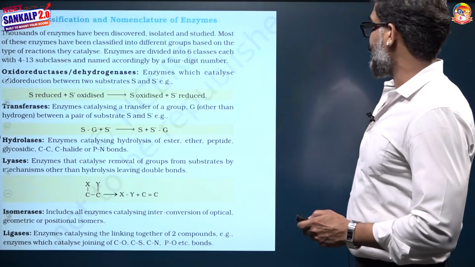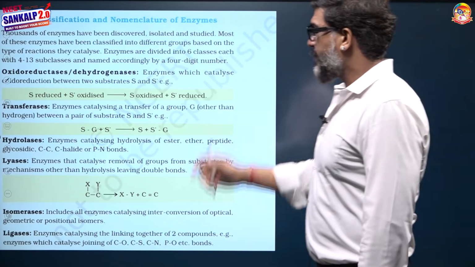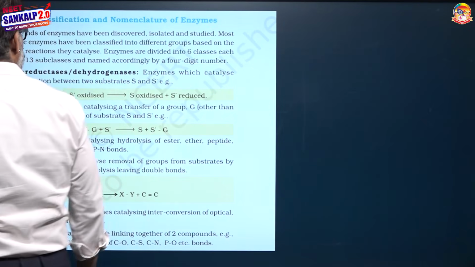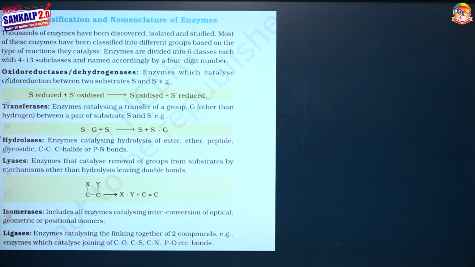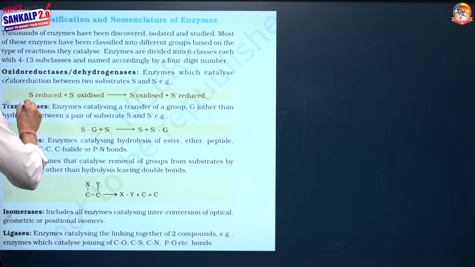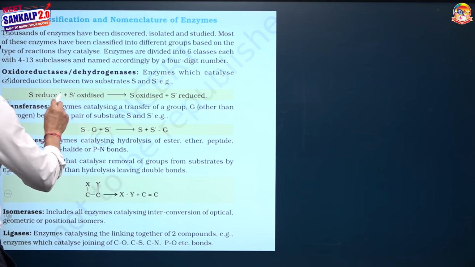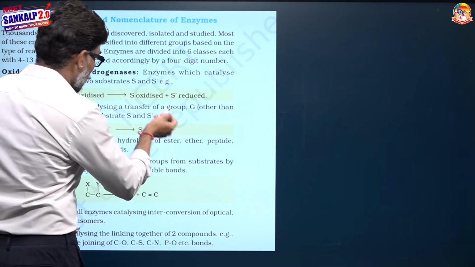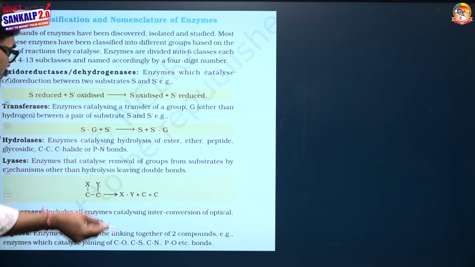So these are the factors. Then enzymes get classified into the 6 classes by the International Union of Biochemistry. First is oxidoreductase, also called dehydrogenase. What are they doing? They catalyze oxidoreduction reactions. Suppose one substrate is reduced, another substrate is oxidized. So the substrate that is reduced gets oxidized, and the substrate that is oxidized gets reduced.